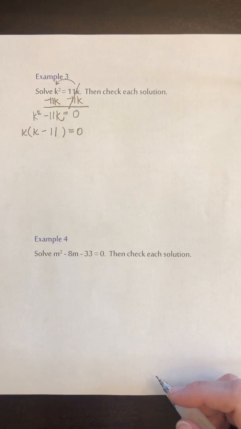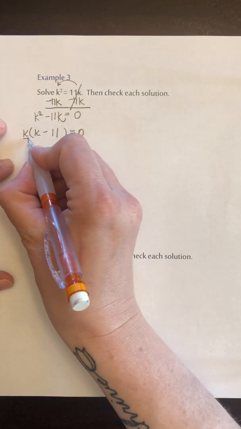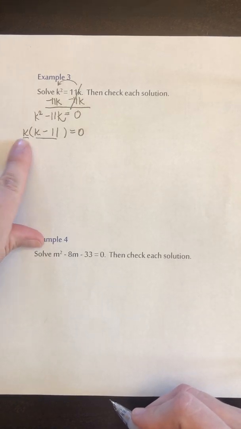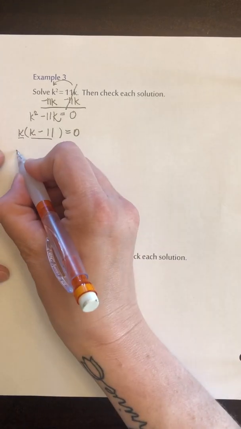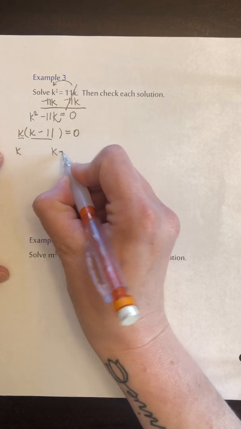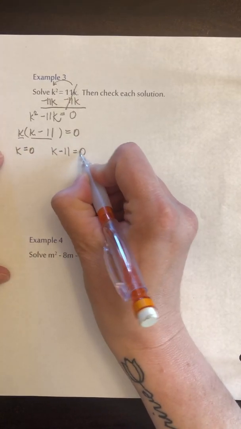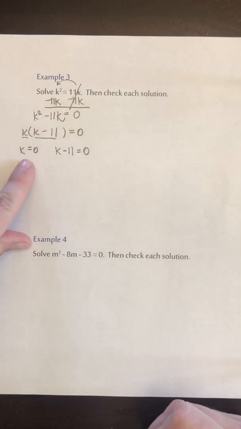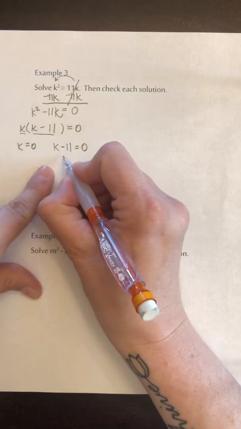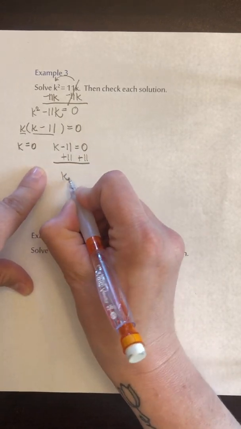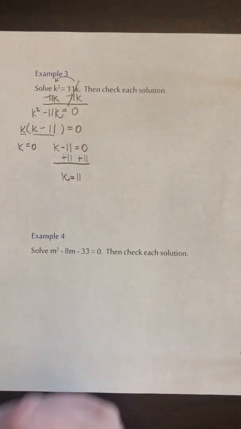Here's where we pick up the new lesson, which is to take each factor. Remember, factors means what have you multiplied together? That's the k and the k minus 11. We're going to take each factor, and according to the zero product property, we're going to set each one equal to 0. Now, the first one, when you set it equal to 0, you're done. The second one, we need to solve for k. So I'm going to add 11 to each side, and I get that k equals 11.